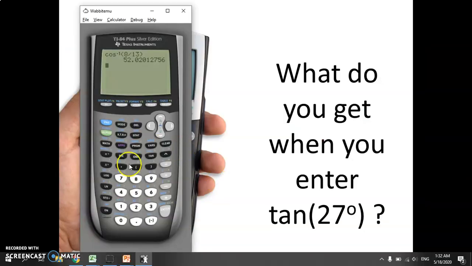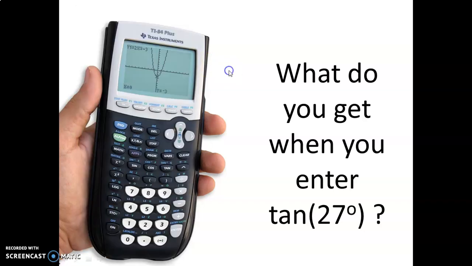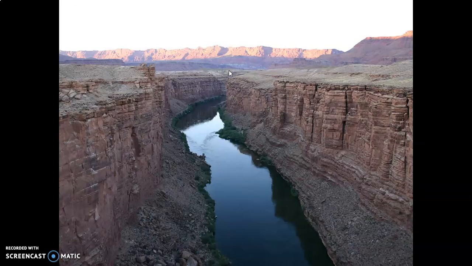Let's double check. Tangent of 27. Well, hopefully it's 0.5. There it is, 0.5. Alright, there was a little rounding in the diagram we had, but there it is, 0.5. Excellent. Alright, let's do a couple word problems.